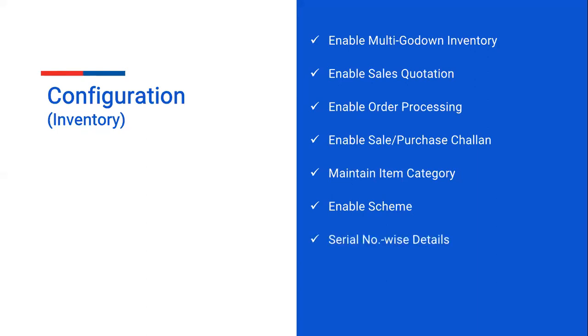Serial number wise detail. As you know, each item has a unique serial number in your electronic shop. You can maintain a unique serial number for each item with serial number wise detail. Also, we can maintain warranty in that case.